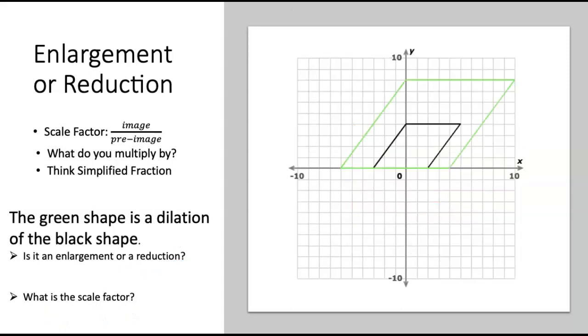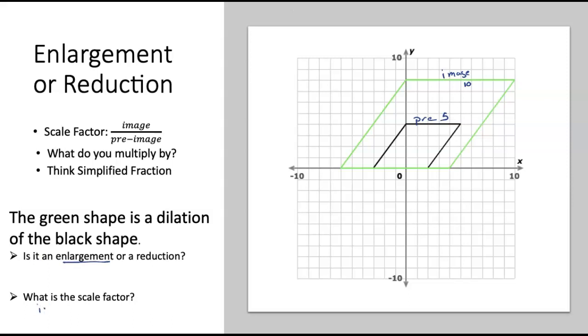Let's take a look at one more. The green shape is a dilation of the black. Again, our black here is our pre. Our green is our image. We're going to pick sides that are easy to count. So here on my black, 1, 2, 3, 4, 5. My image up here, 1, 2, 3, 4, 5, 6, 7, 8, 9, 10. From the black to the green, it got larger, so that's an enlargement.